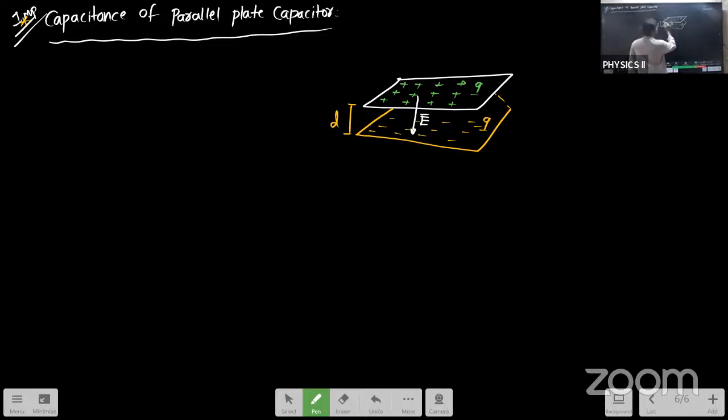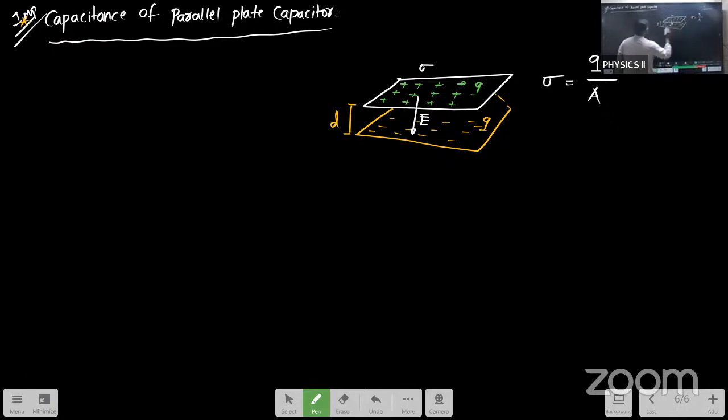Assume that this surface is having some surface charge density sigma. I hope everyone knows the definition of surface charge density. How many types of charge density do we have? We have three types of charge densities: linear charge density, surface charge density, and volume charge density. What is the meaning of surface charge density? Surface charge density is given as sigma is equals to charge per unit area, the amount of charge present at a particular unit area. So here we are having surface charge density sigma.